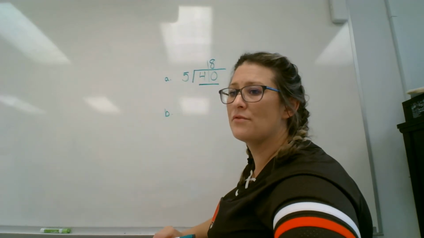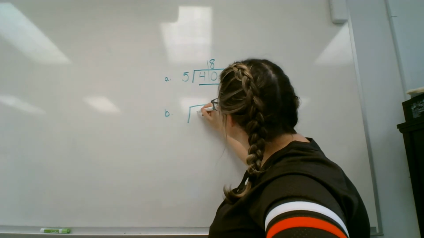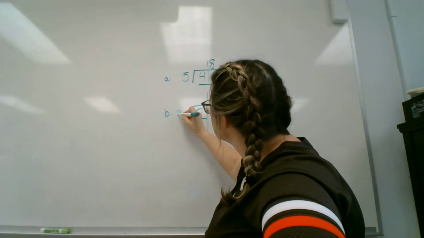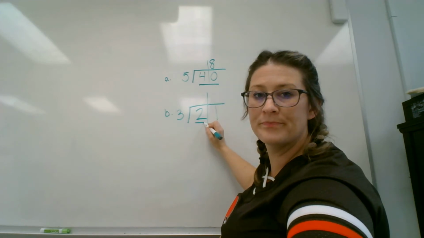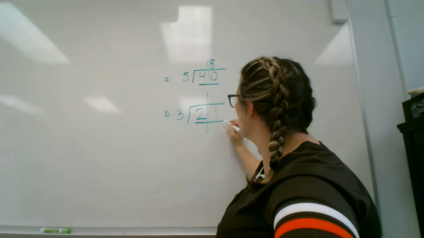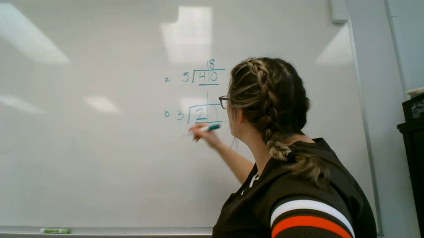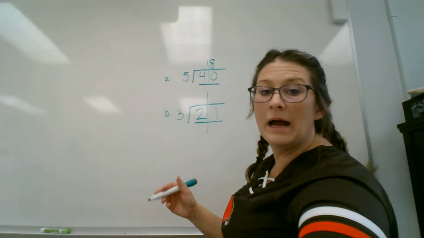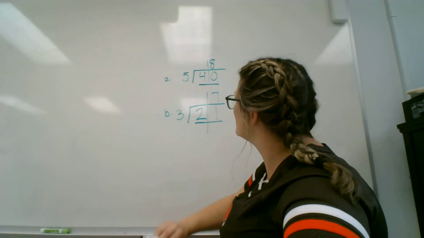B, 3 times blank equals 21. Then on your division sign. Does 3 go into 2 evenly? Yes or no? No. So 3 is going to go into 21. 3 goes into 21 7 times. Am I going to put the 7 here or here? I'm going to put it over here because 3 goes into 21, not just 2.